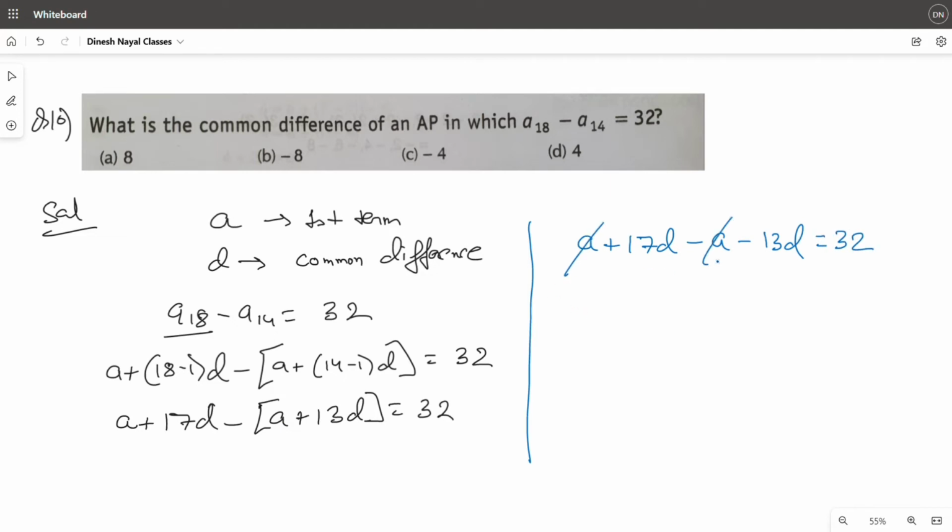So 17 minus 13 is 4D. So this 4D equals 32. Now what is D? D equals 32 by 4, that equals 8. So the common difference is 8. So A is the correct answer. Hence A is the correct answer.